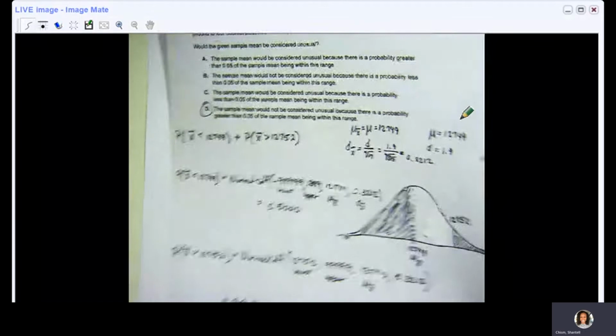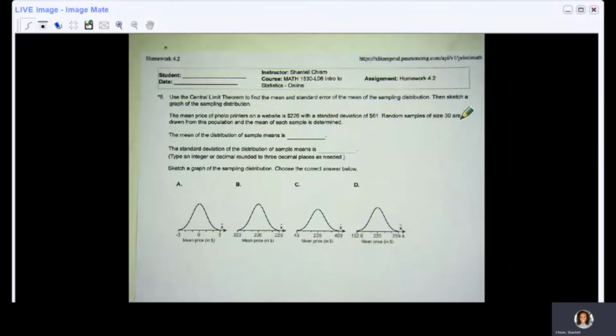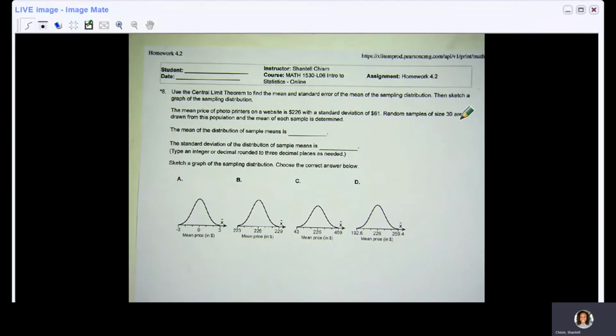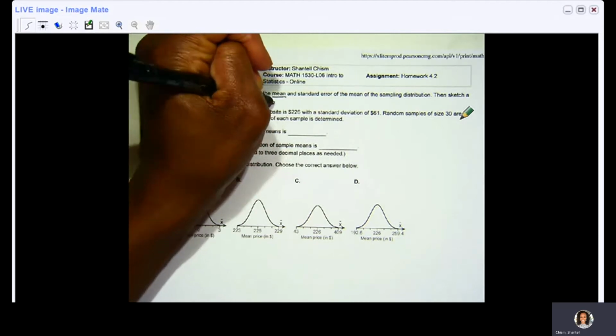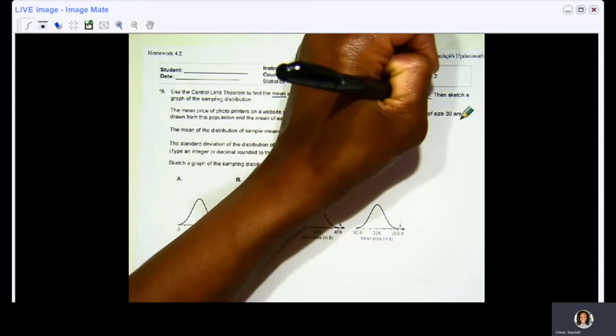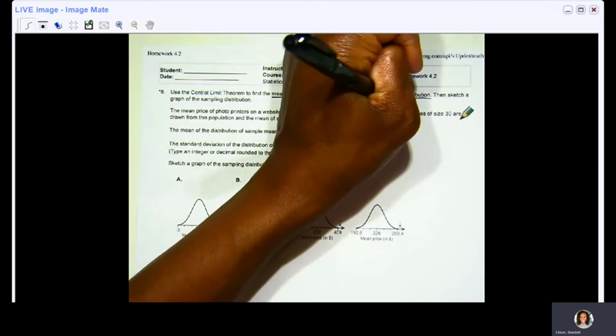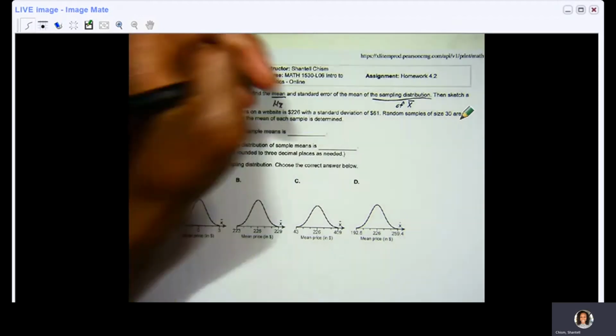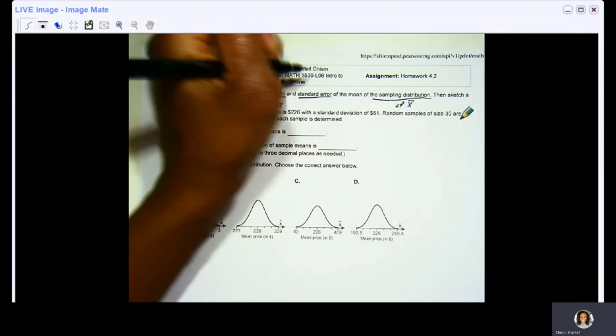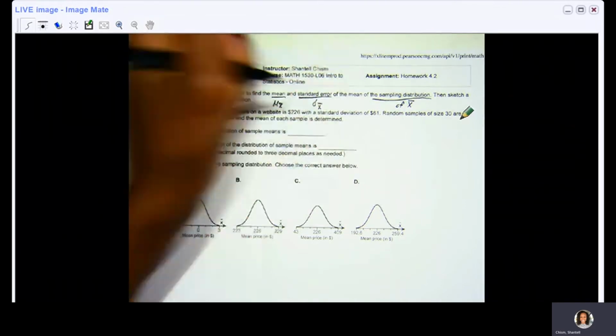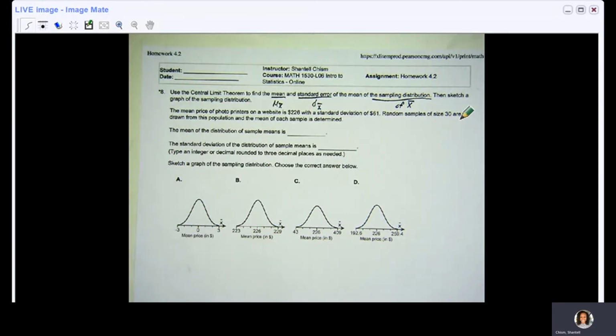All right. Let's take a look at this one. And here it says, use the central limit theorem to find the mean and standard error of the mean of the sampling distribution. When we're talking about the central limit theorem, we're talking about finding the mean for the sampling distribution of X bar. So we're looking for the mean mu sub X, and we're looking for the standard error, which is another name for standard deviation, sigma sub X, okay? And then we'll look at the sketch of that.